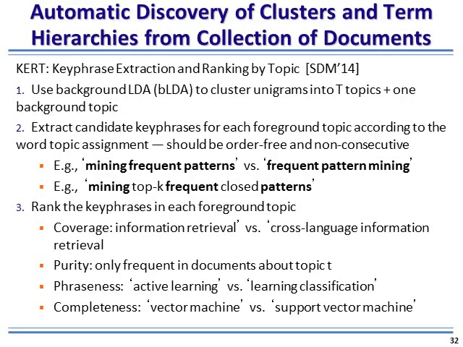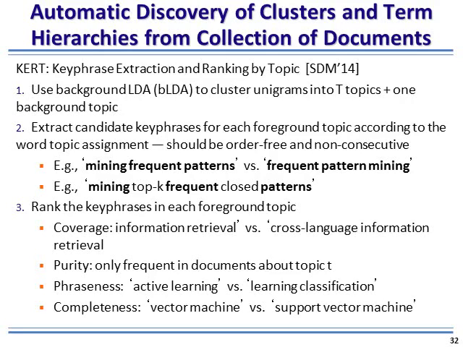Phraseness means, for example, active learning: those words come together quite often. Another one is learning classification. These two happen sometimes in the same sentence, but they do not form a phrase because they are not really put together. Then completeness: say you have vector machine and support vector machine. Every time you get a vector machine, you almost always get a support vector machine. That's the reason you take support vector machine instead of vector machine.